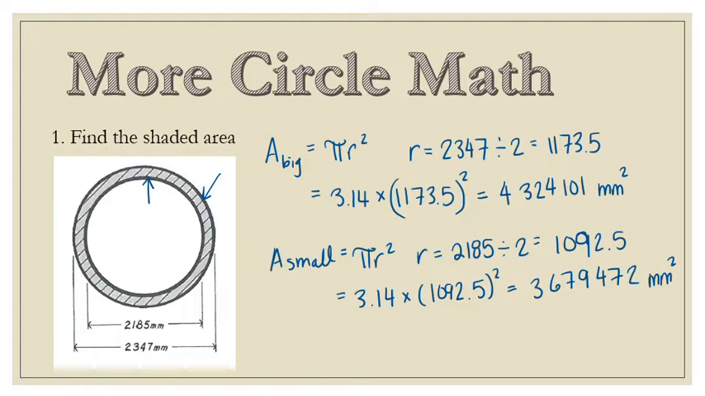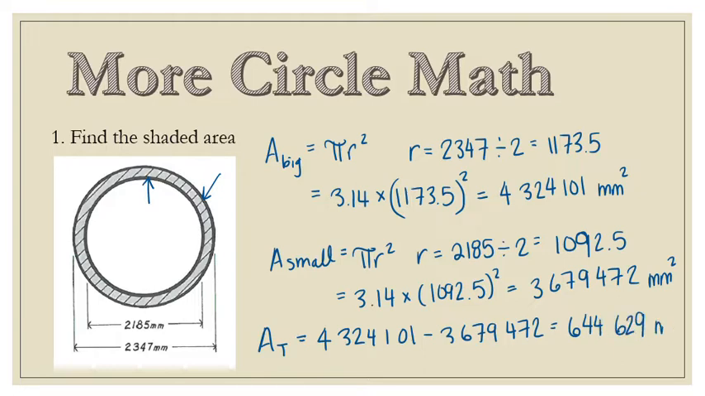And finally, to get the total area that is shaded, I'm going to take my bigger area of the outer circle, like that 101 because that really matters, minus my smaller area. And here we go. I'm getting 644,629-ish millimeters squared.